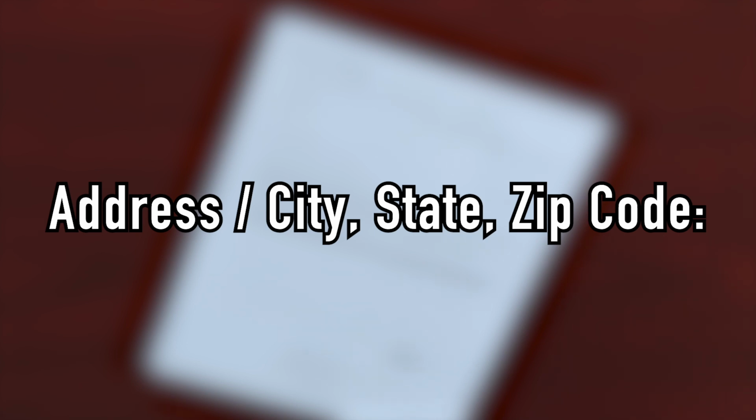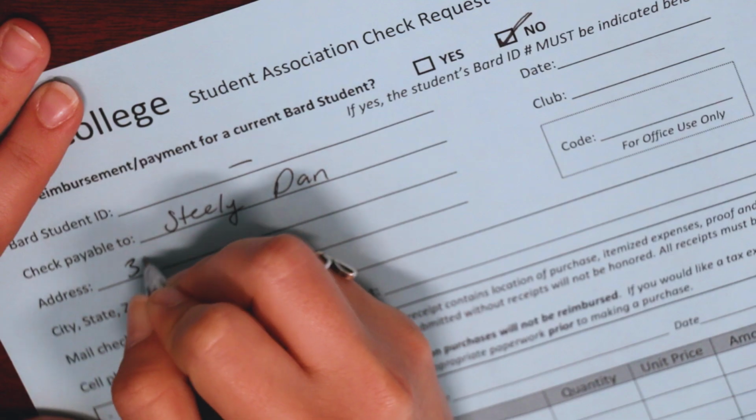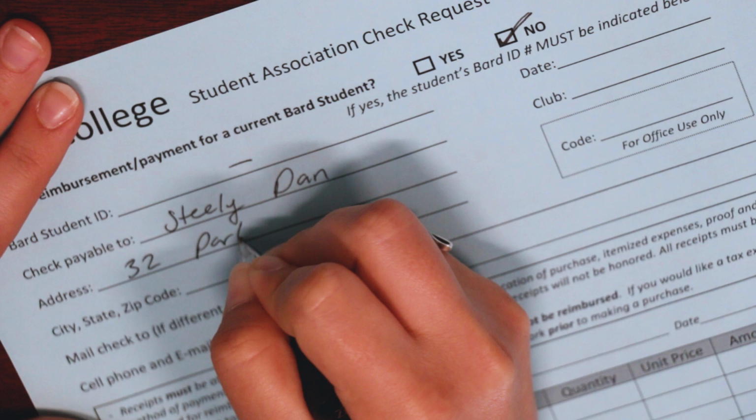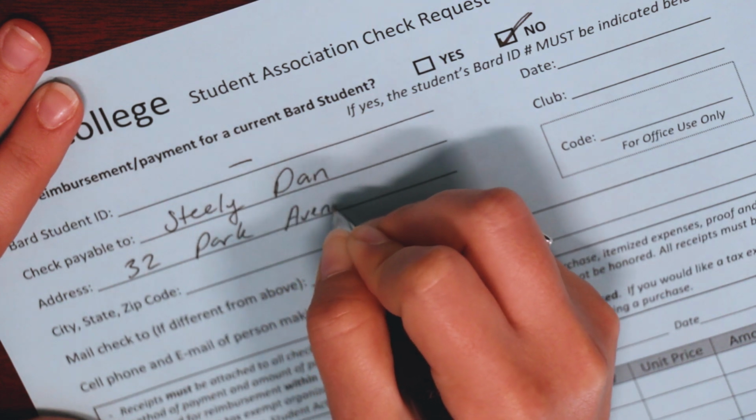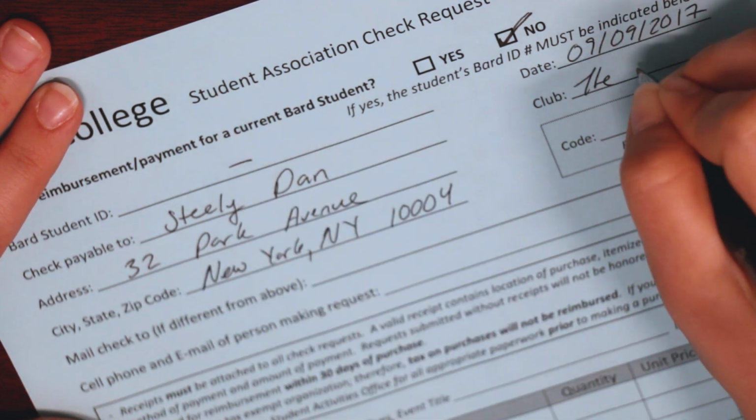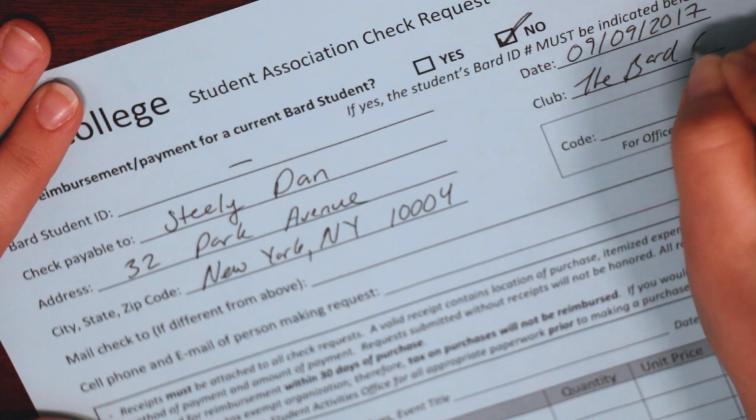The field that says, address/city, state, zip code. Please indicate their full address. It can usually be found on the same W-9 form. Fill in the date and the club paying for this individual at the top of the check request.